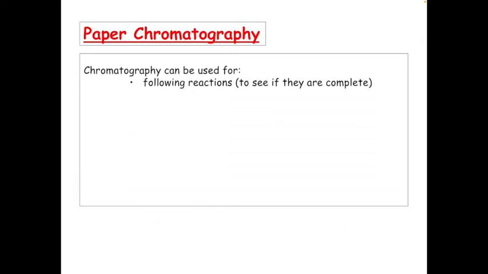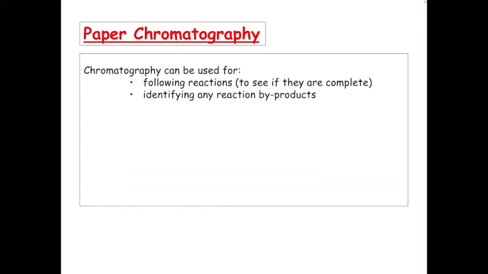We can use chromatography for following reactions to see if they're complete. Obviously, if it's complete, then you would only have 1 spot. If it wasn't complete, then you would maybe have mixtures of chemicals, your products and your reactants. So that's not so good if you were wanting it to complete. That would have like 2 spots or 3 spots. So ideally, that's how you would use that.